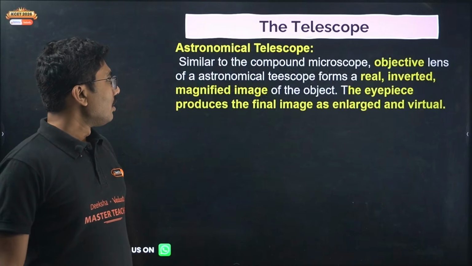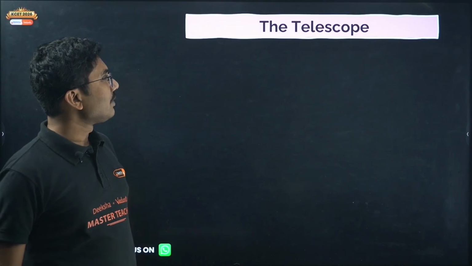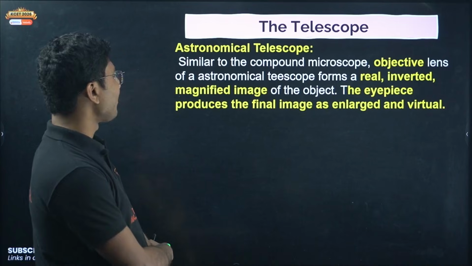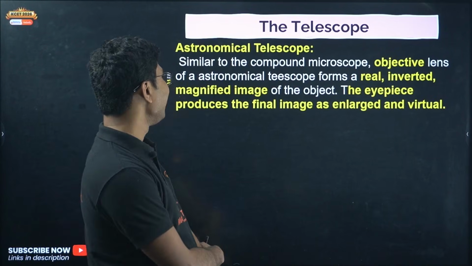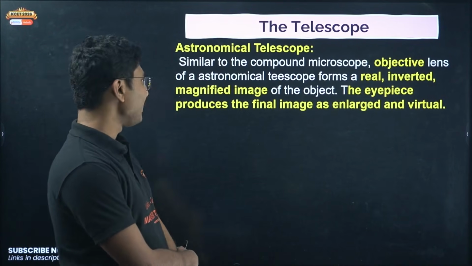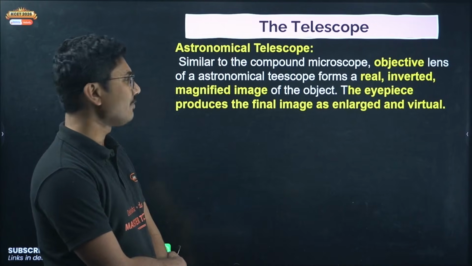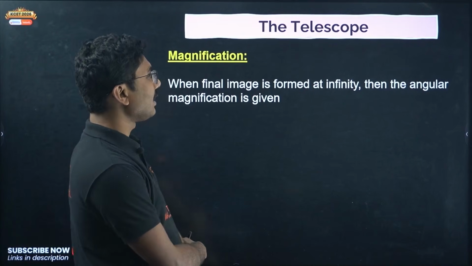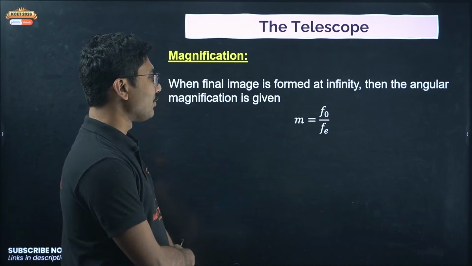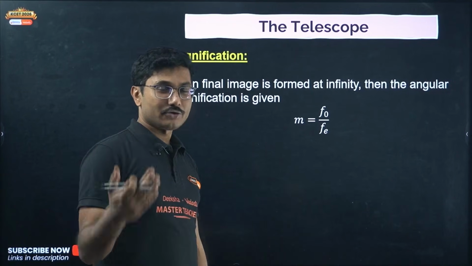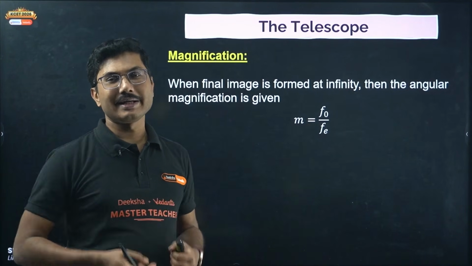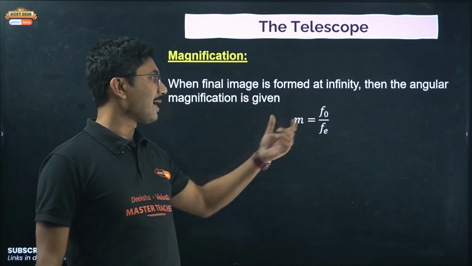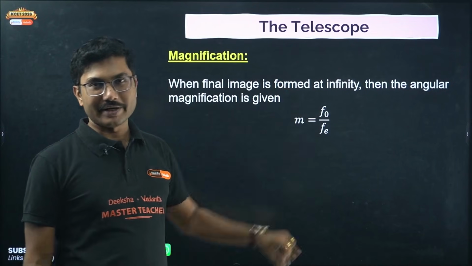Now, similar to that of a compound microscope, the objective lens of an astronomical telescope forms a real, inverted, magnified image of the object. The eyepiece produces the final image as enlarged and virtual. Okay. Now magnification: when the final image is formed at infinity, the angular magnification is given by m equals FO by FE. In the case of an astronomical telescope, we always like the final image at infinity so that we get as much magnification as possible, and in that case magnification is the focal length of the objective lens divided by the focal length of the eyepiece.